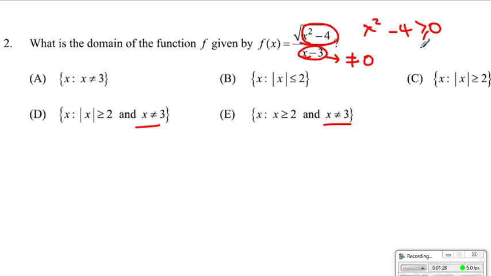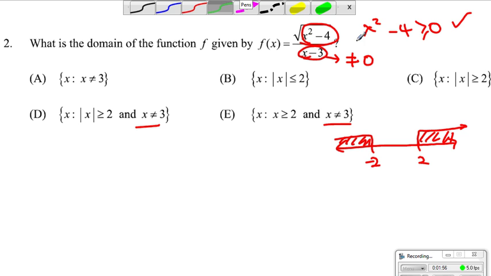X squared will be equal to 4 when, if I use the number line, negative 2 and then 2. But in this case, when the values of x are less than negative 2 or greater than 2, then we realize that those will be greater than 4, hence this will be satisfied. Meaning, right here. How did I know that?